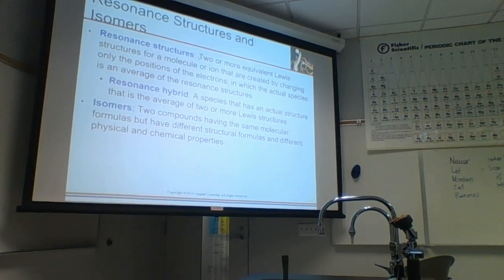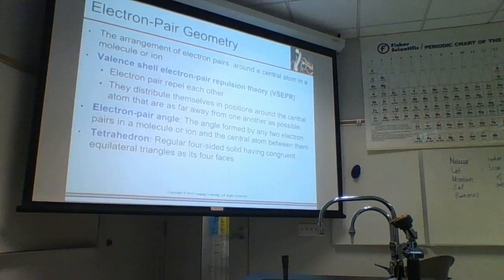Two or more equivalent Lewis structures. The important thing is never move the atoms, only move the electrons. The resonance hybrid is just kind of an average of the two structures, more or less. Isomers are a different topic altogether, so we left off talking about that.